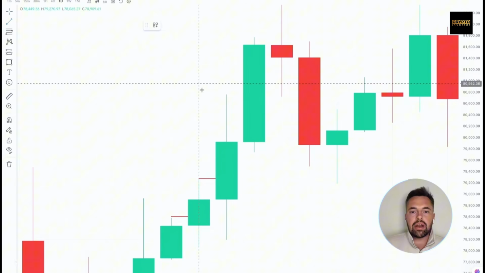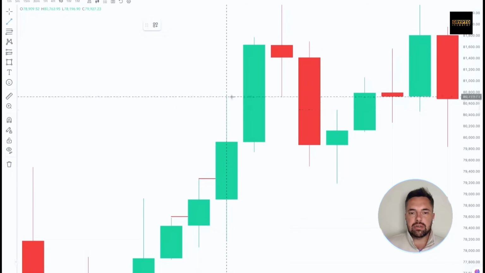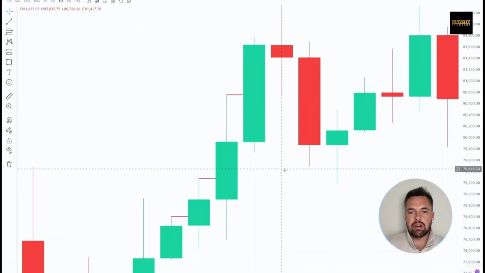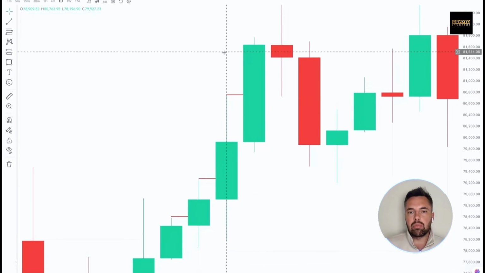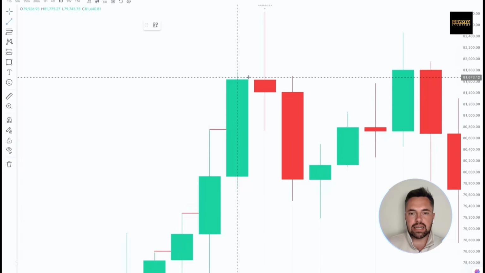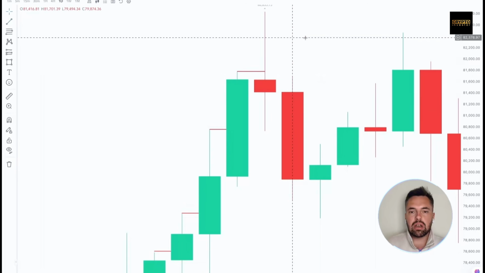So when I then think about the next day, I think continuation. So it's a really easy way to read it, right? Price comes down, we push up, we close above. So again, my expectation for the next candle is to close above this wick.